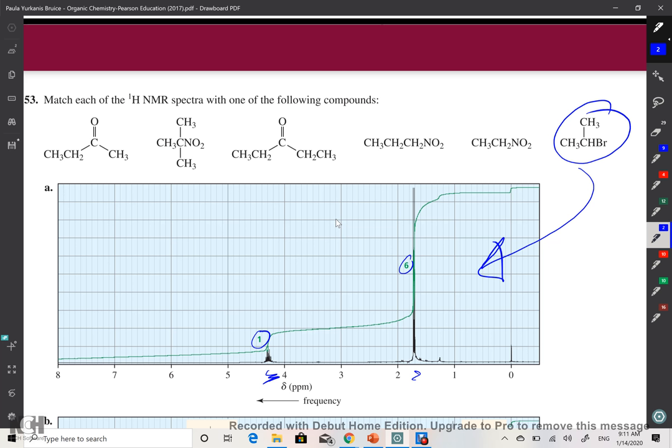Does that make sense? So who doesn't understand why it is that one? It matches, right? That one will give us two signals, and the protons are actually 1:6 also. Is that okay? 1:6.